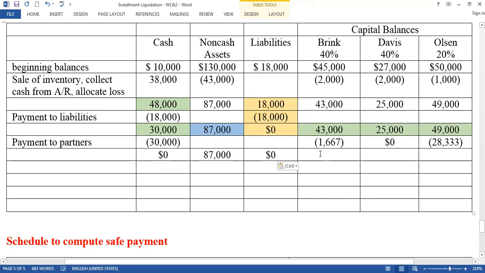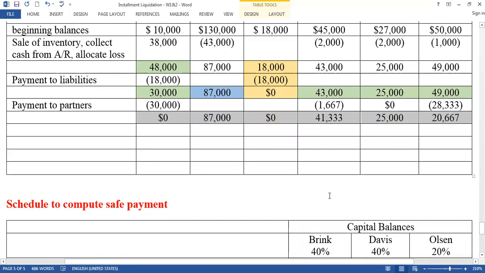Now the new capital balance. Then $25,000, and Olson is 2667. Now this is the new balance after paying $30,000. After paying $30,000, these are the new balances, right?